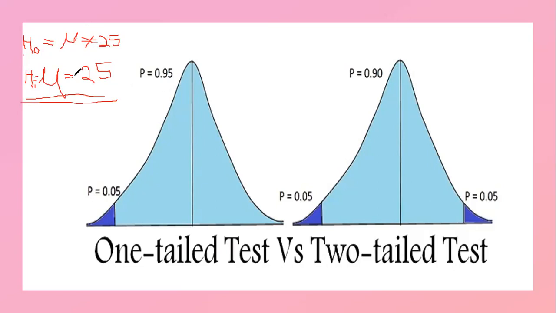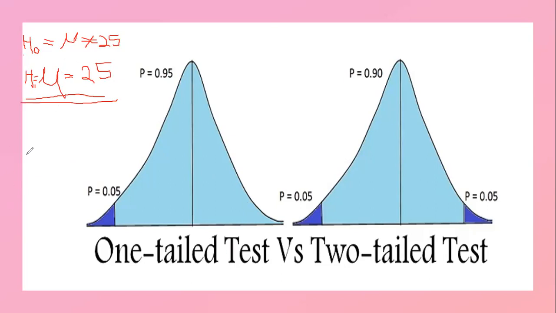So when the hypothesis says equal, that means we are testing both sides of the rejection area or distribution. So when we have equal and not equal, then it is called a two-tailed test. We are testing both sides. So there is no significant difference between the values. So we are checking both sides, both the right-hand side and the left-hand side.